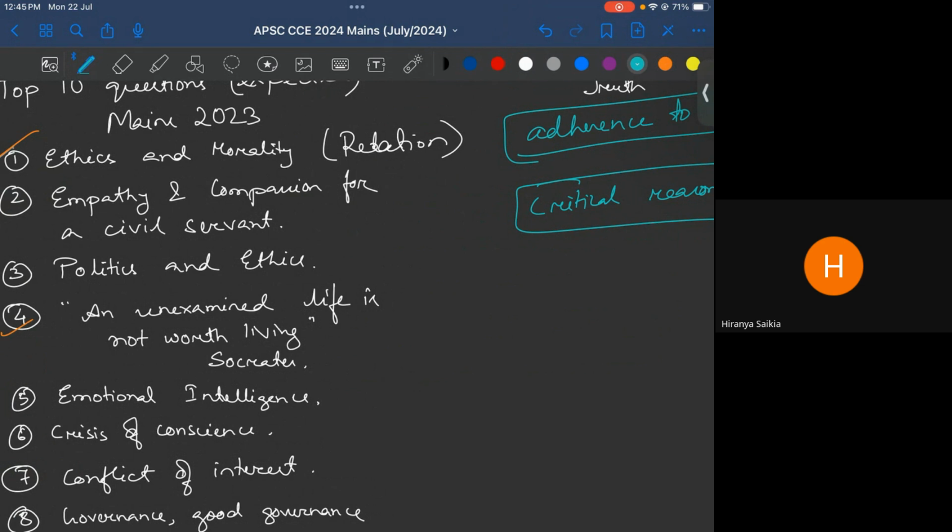Now this is actually the basis of ethics, because Socrates is also known as the father of ethics. What did Socrates do? He said that we should not blindly accept anything, we should examine it, we should use our critical thinking, we should exercise our wisdom to determine whether something is right or wrong. So he asks us to put everything to question. We should not accept anything blindly.